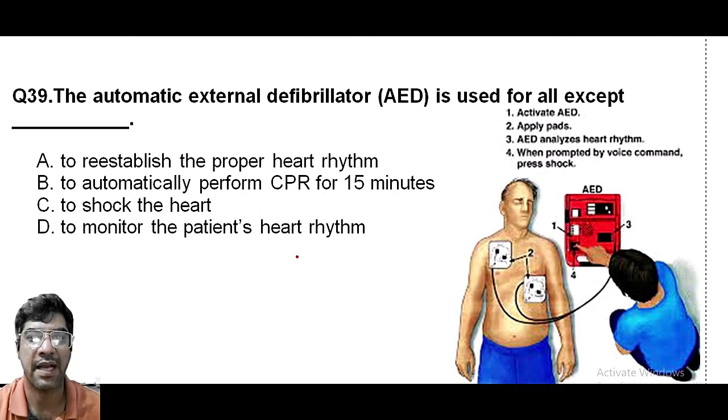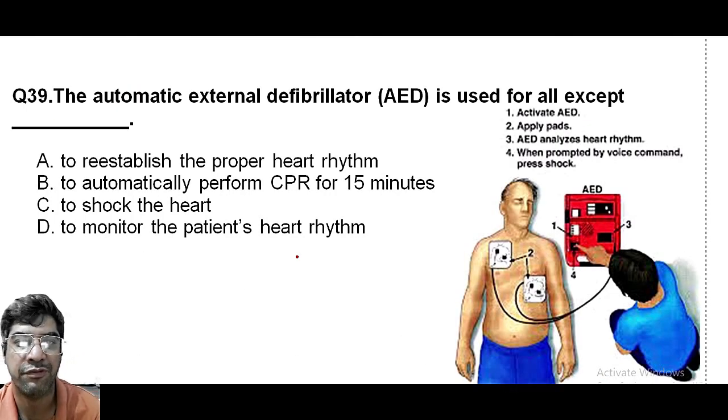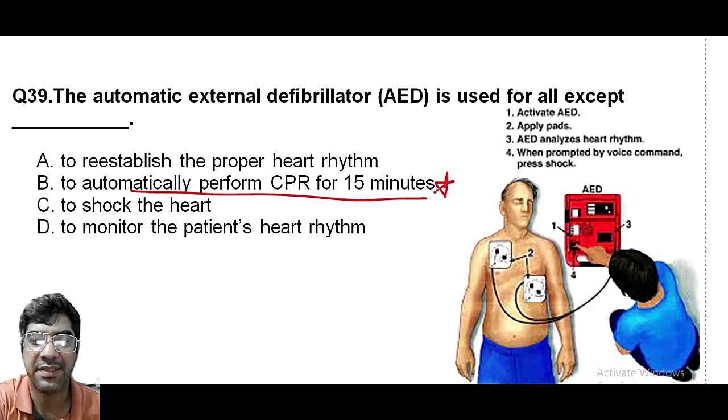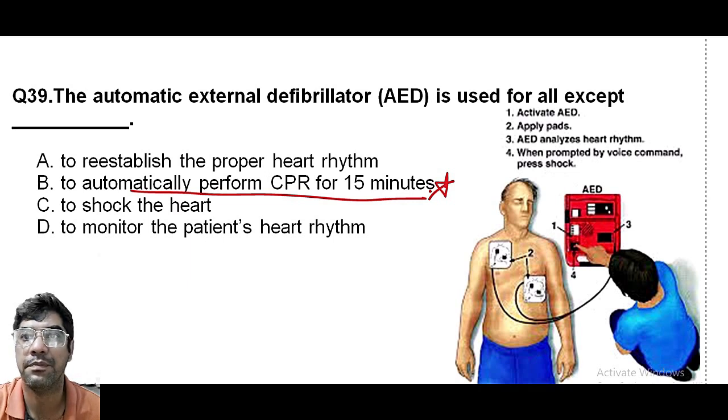The automatic external defibrillator is used for all except. The answer is B. So this automatic external defibrillator, its primary function is to assess the patient's cardiac rhythm and, if necessary, deliver an electric shock to the heart to re-establish the proper rhythm.